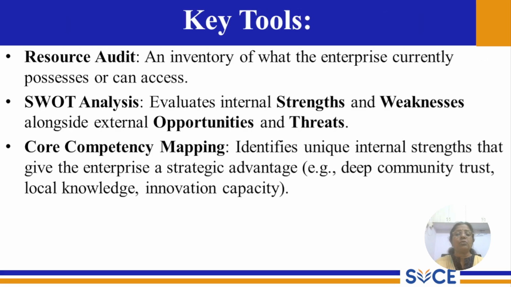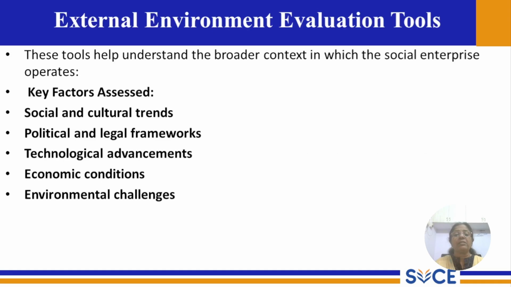Key tools: resource audit. This is an inventory of what the enterprise currently possesses or can access. So they need to conduct an audit to find out this. SWOT analysis evaluates the internal strengths and weaknesses alongside external opportunities and threats. Core competency mapping identifies unique internal strengths that give the enterprise a strategic advantage. Example, a deep community trust, local knowledge, innovation capacity.